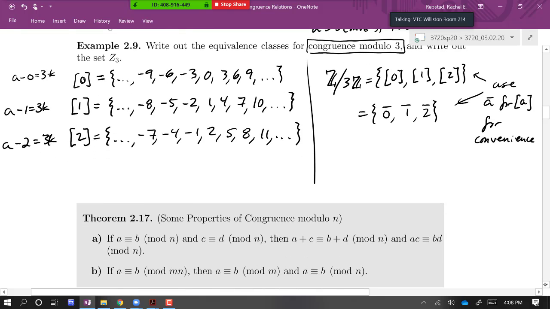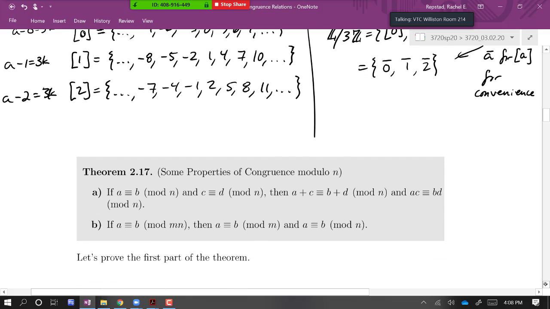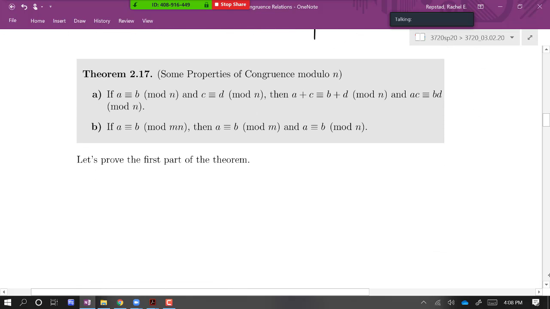So some properties of these congruence relations. If A is congruent to B mod n and C is congruent to D mod n, so we fix an n, then A plus C is congruent to B plus D, and also A times C is congruent to B times D mod n. Also, if A is congruent to B mod the product mn, then they have to both be congruent mod m and congruent mod n individually.